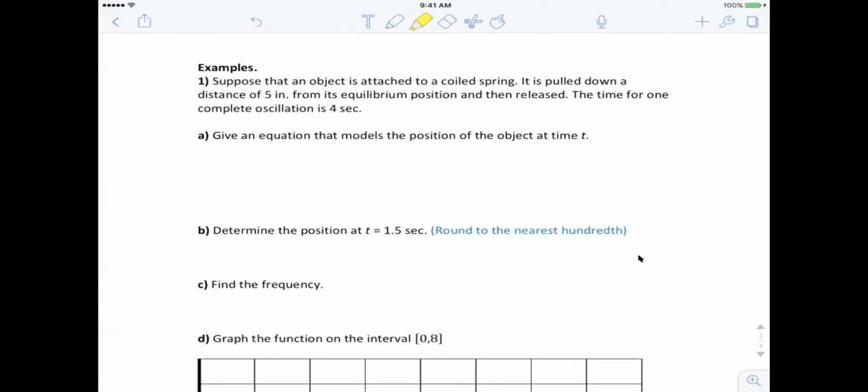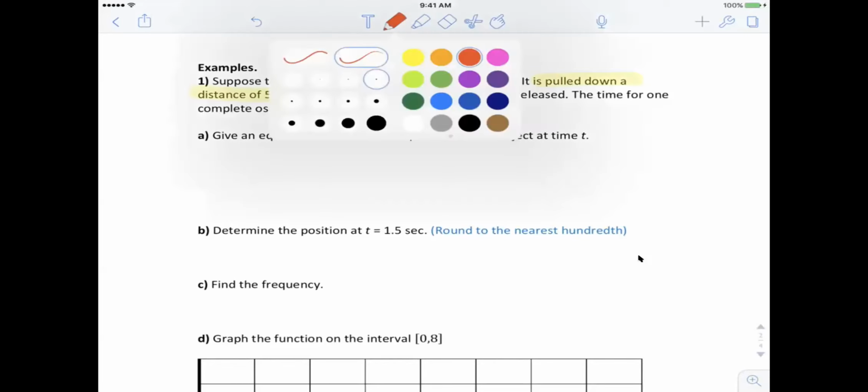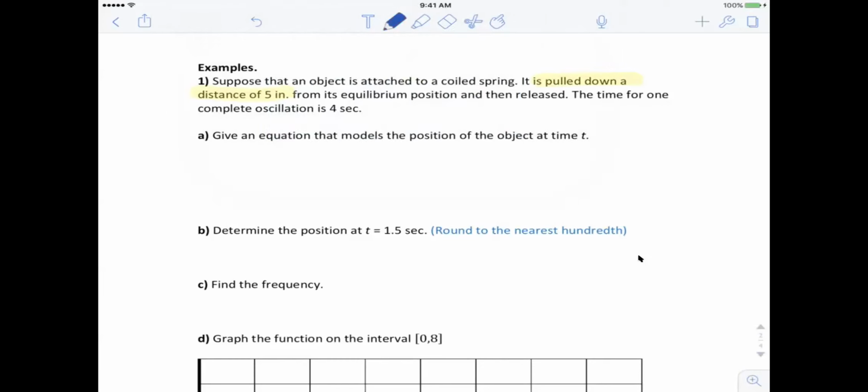So back to this example, we want to get the equation, right? So notice this one, it's pulled down a distance of 5 and then released. So this one, the starting position is at the bottom, right? So if I thought about drawing this out a little bit, it's starting at the bottom and then rising and then falling, okay? So this looks like a negative cosine pattern, right? So I'm going to use my y equals a cosine omega t, okay?